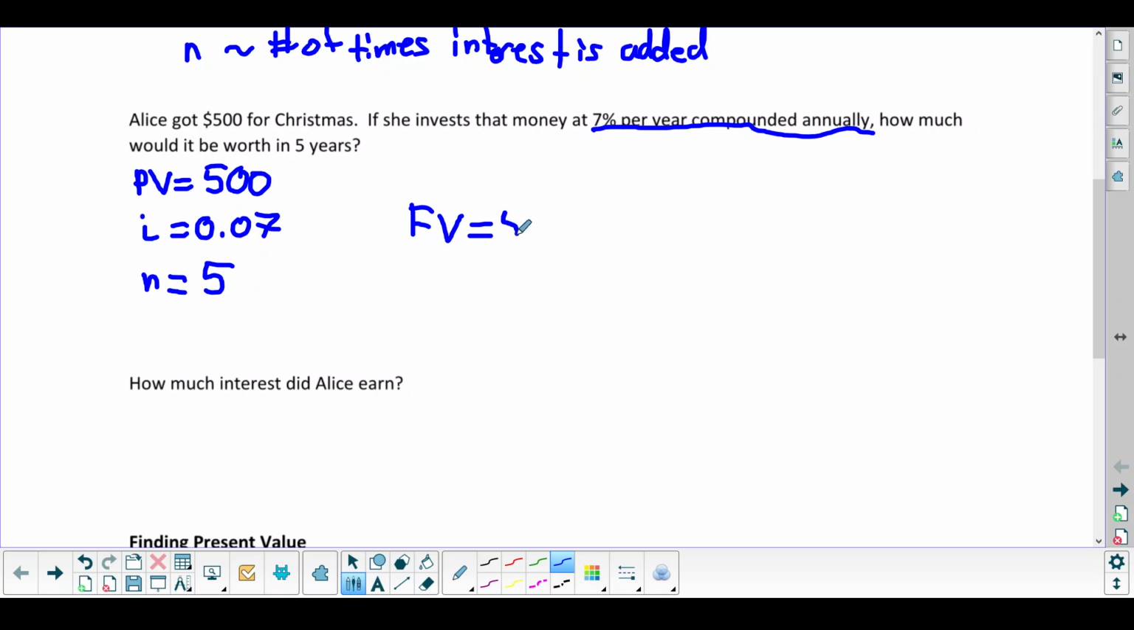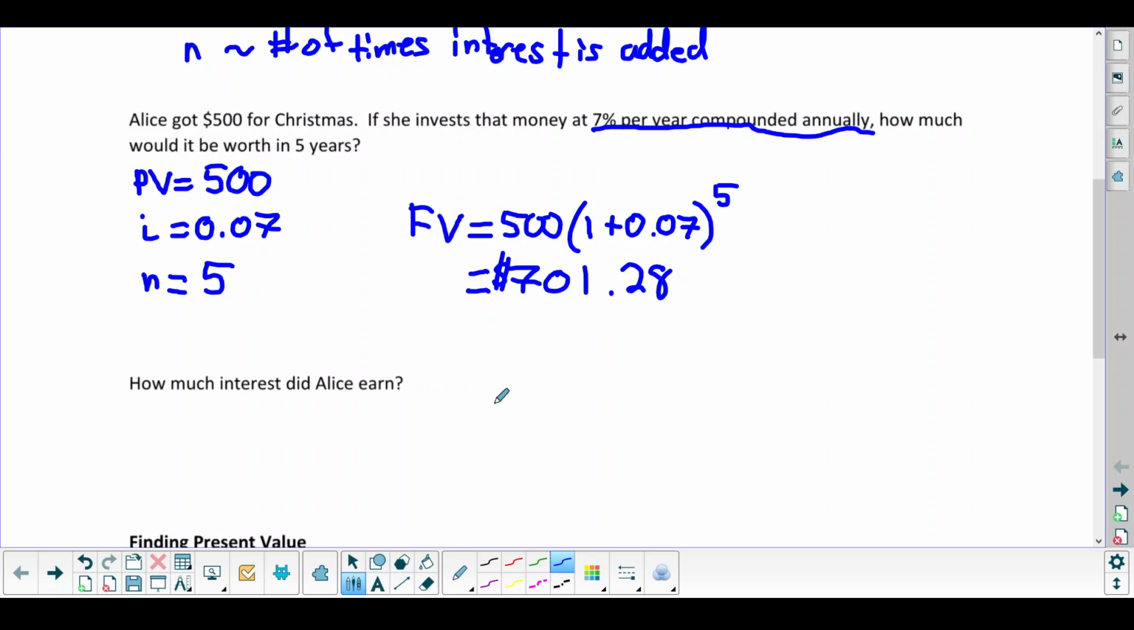Future value is 500 times (1 plus our i value) to the power of 5. And we can use our calculators and punch that in. Do be careful with brackets and things like that. I really encourage you to keep good calculator practice with your brackets with these questions. It's very easy to make a mistake, especially if you do this addition in your equation. If you do not put brackets in, it will not work. Okay, so we get $701.28.